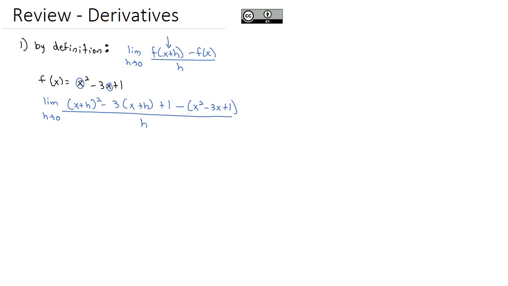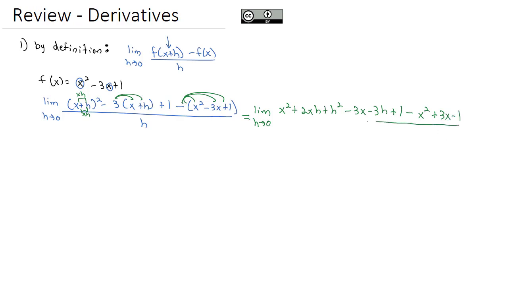From here, it's a bunch of algebra to simplify it, to hopefully reduce it and remove the discontinuity because we can't plug 0 in for the h. So we've got the limit as h goes to 0. If I multiply out x plus h squared, we get x squared plus, don't forget its middle name is x times h, and it's there twice. So we have 2xh's plus h squared. Distributing the negative 3 through, I get negative 3x minus 3h. Then we have a plus 1. Distributing the negative through, we get negative x squared plus 3x minus 1, watching your signs, all over h.